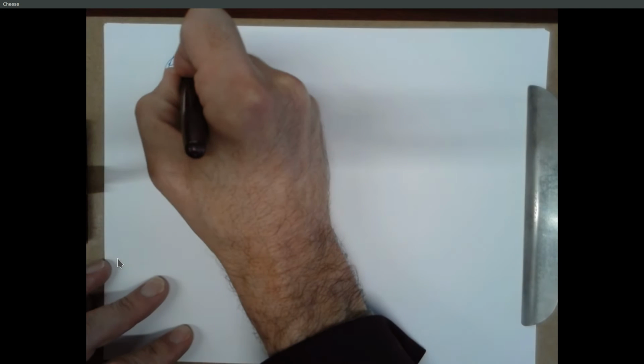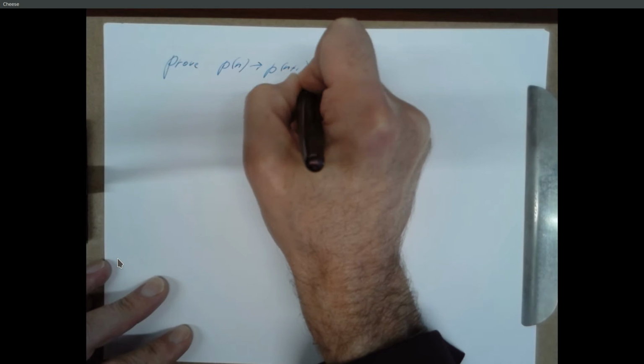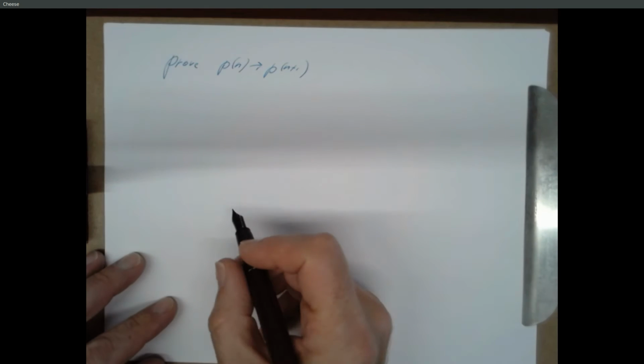So prove P of n implies P of n plus 1. That's usually where we're going, but first you have to say what P of n is. P of n is the proposition that, and then state a declarative statement. And then P of 1 says this, and show that it's true. That's your base case. And then you need to prove P of n implies P of n plus 1.